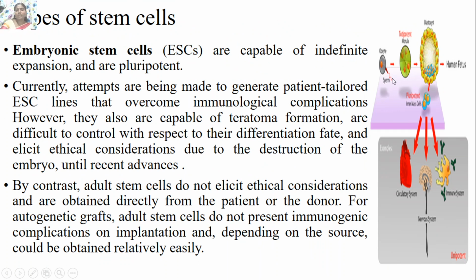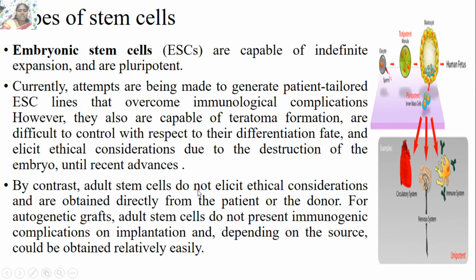Types of stem cells. There are two types of stem cells, embryonic stem cells and adult stem cells. Embryonic stem cells are capable of indefinite expansion and are pluripotent in nature. Currently, attempts are being made to generate patient-tailored embryonic stem cell lines that overcome the immunological complications. They are also capable of teratoma formation and are difficult to control with respect to their differentiation fate. The ethical consideration due to the destruction of the embryo is also important. That's why the use of human embryonic stem cells is an ethical concern.